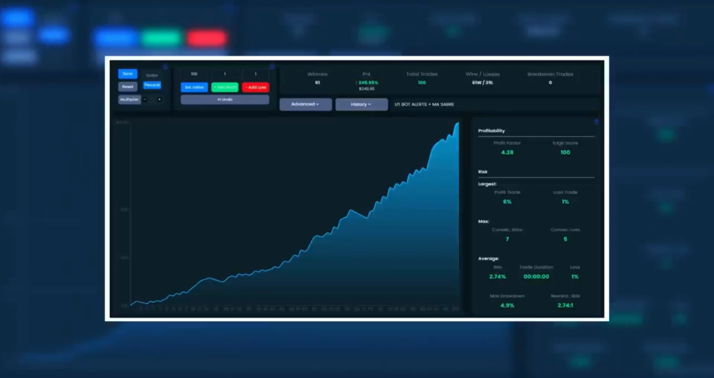Okay, and these are the results for the strategy, and you can see we had a 61% win rate starting at $100 in the account, and we made a very impressive 248% profit on the account. Over 100 trades we had 61 wins and only 39 losses, giving us a profit factor of 4.28.